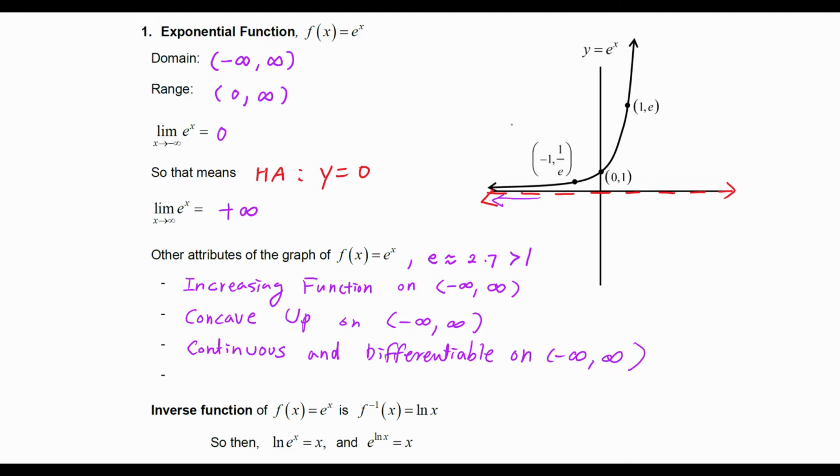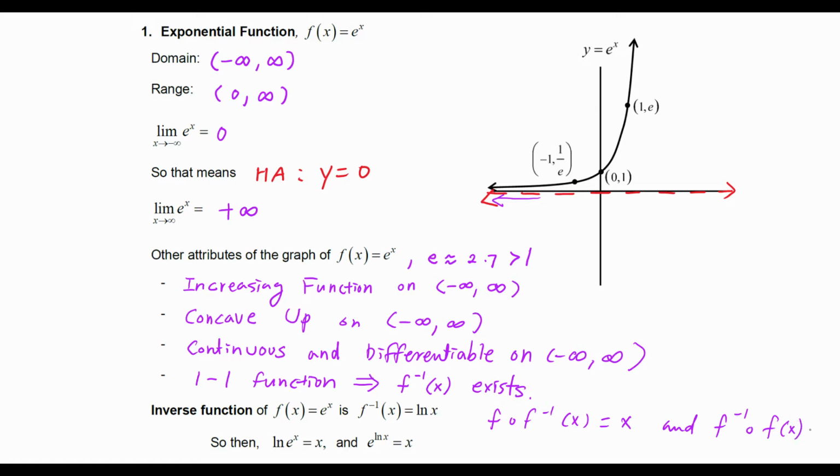When you do the horizontal line test, every horizontal line meets the graph at exactly 1 point, which tells you this is a one-to-one function, which implies the inverse function of this function exists. In fact, for f of x equals e to the x, f inverse of x is natural log of x. Because they're inverses of each other, you know f composed with f inverse of x equals x, and f inverse composed with f of x is also x. Thus, ln of e to the x equals x, and e to the ln x equals x.